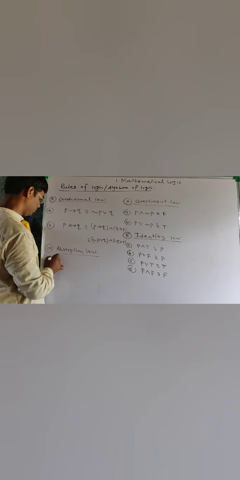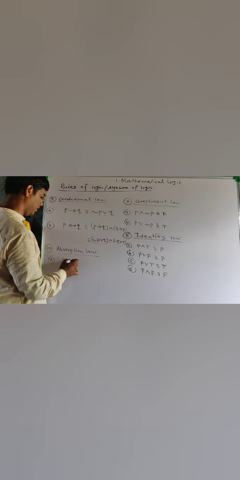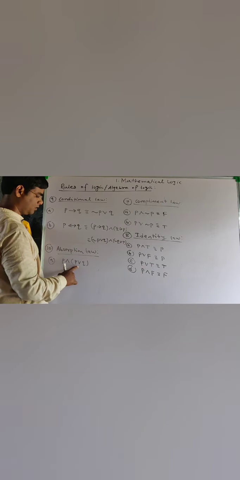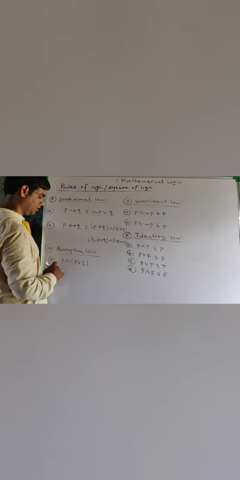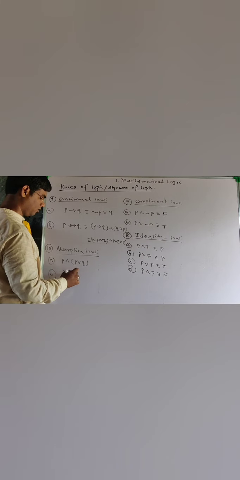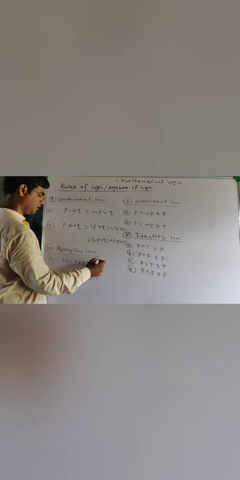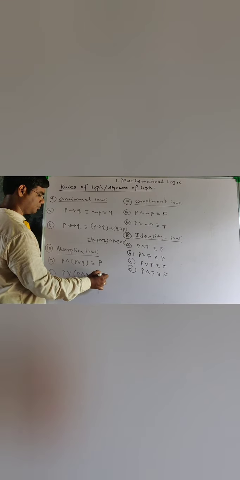In absorption law we have P and (P or Q), like distributive, but both the statements should be the same, one outside and one inside the bracket, and there should be one AND and one OR. Next statement is what? P or (P and Q). So the answer is what? P only. So this is absorption law.